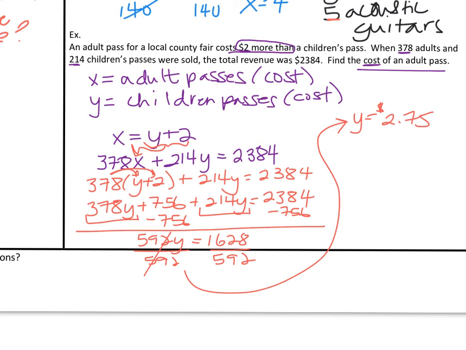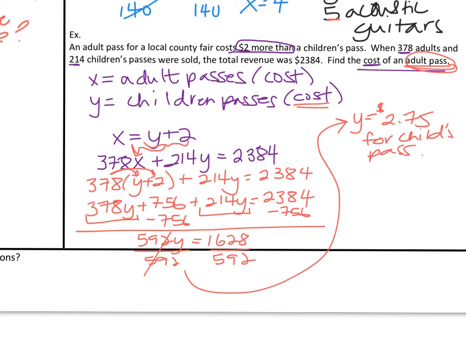When I solved this problem for Y, I got 2.75. And again, remember that the variables represent the cost of the passes. So that would be $2.75 for a child's pass. So that's like a ticket to get into the fair. That seems like it's valid. But it did say find the cost of an adult pass. So we need to make sure we know which variable we're looking for. And we actually want to know the X value.